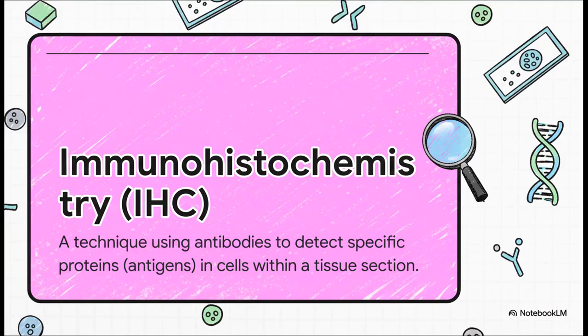The first tool is called immunohistochemistry, or IHC for short. The best way to think about it is like a set of incredibly specific molecular highlighters.